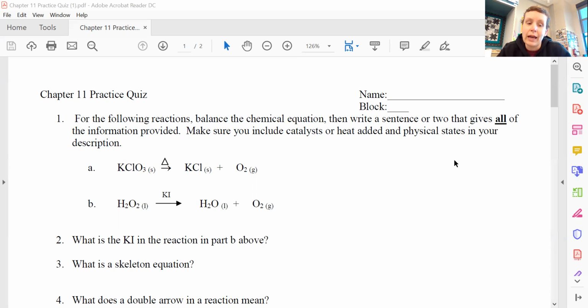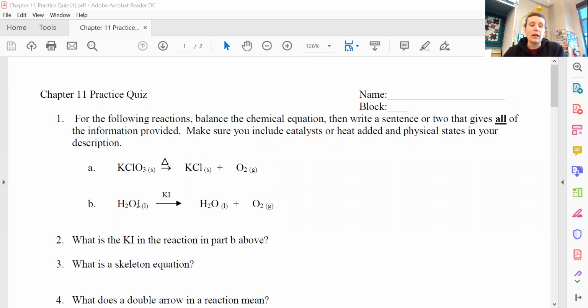So for example, on part A, I might write something like solid potassium chlorate. Okay, we do expect you to be able to name this compound. Okay, solid potassium chlorate produces or breaks down to form solid potassium chloride and oxygen gas when it is heated. Okay, or you could say if you heat potassium chlorate solid, it will break down into, or it will form solid potassium chloride and oxygen gas.